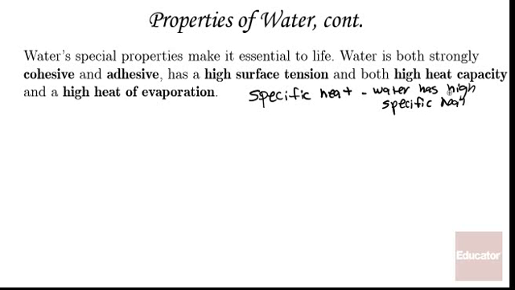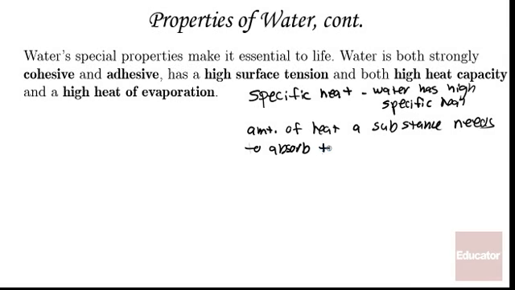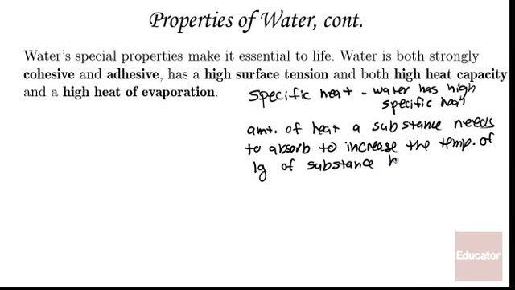Specific heat is the amount of heat a substance needs to absorb to increase its temperature. And being a little more exact about that, it's the amount of heat a substance needs to absorb to increase the temperature of 1 gram of the substance by 1 degree Celsius. This is one way that we measure it.